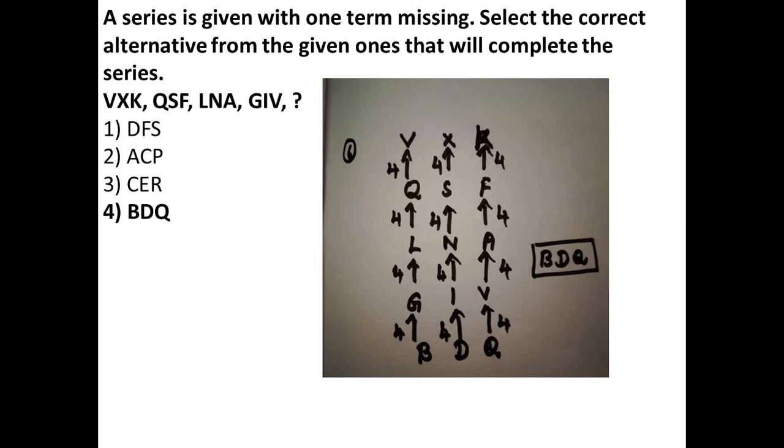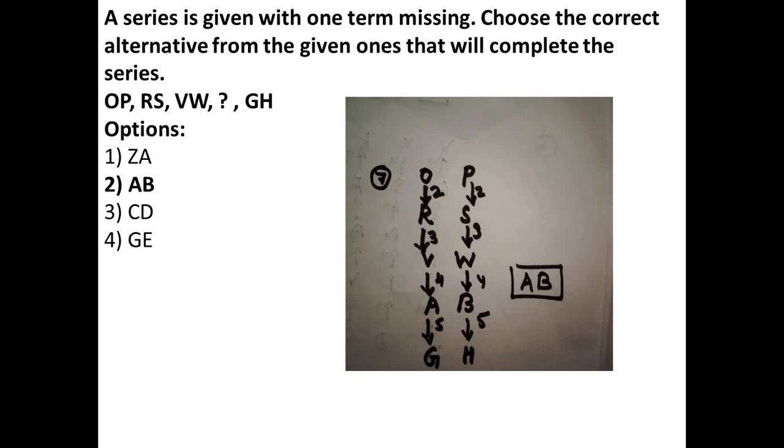The final question we are going to cover is, see, we have to find the in between series. See, O, P, R, S, V, W, question mark and G, H. When you see O and R, the letters in between is 2. R and V it is 3. So obviously after 4 letters, what letter you get is the series following. So it is A. Check for the other side also. After P, after 2 letters is S, after 3 letters is W, after 4 letters is B. So the option is second option, A, B.